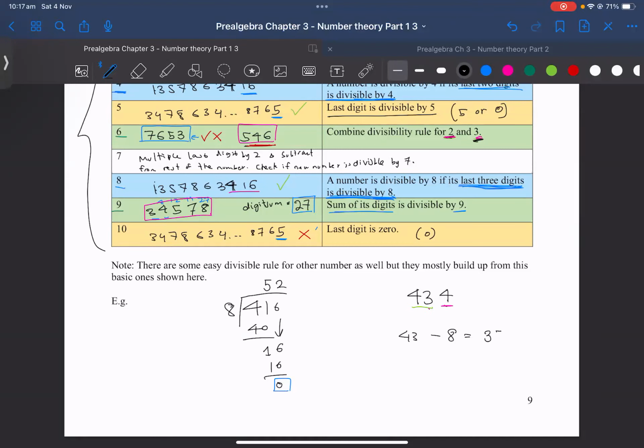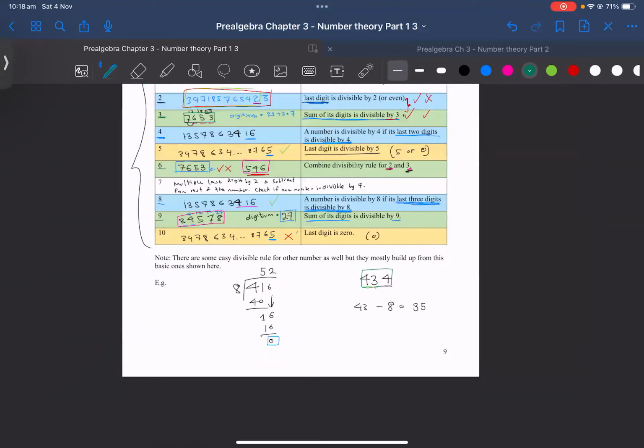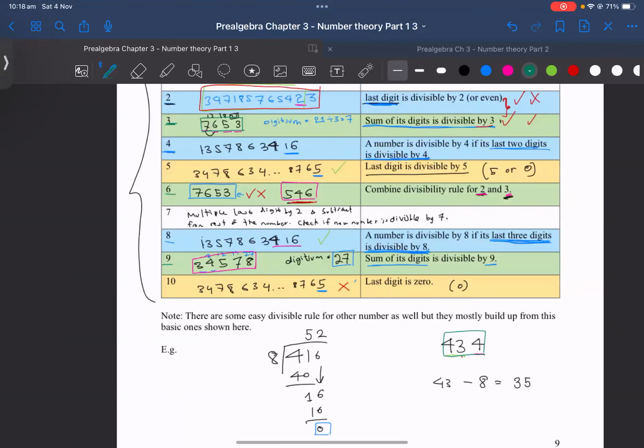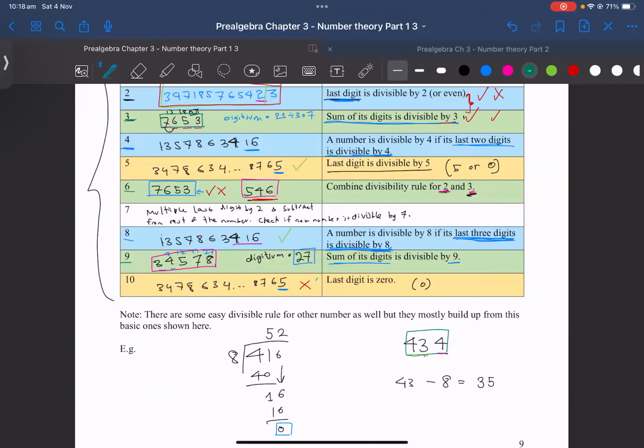35. Very good. Is 35 divisible by 7? Yep. So that means the whole thing is also divisible by 7. So that's the divisibility rule for 7. It's not very clear, it's long, so I'm not going to test you on it, but if you want to know, that's what it is. Generally I'd say it's probably easier just to do long division. All right, any questions with the divisibility rules?